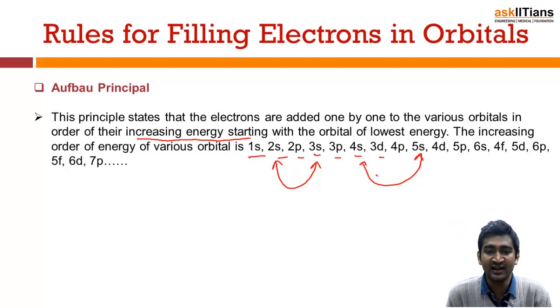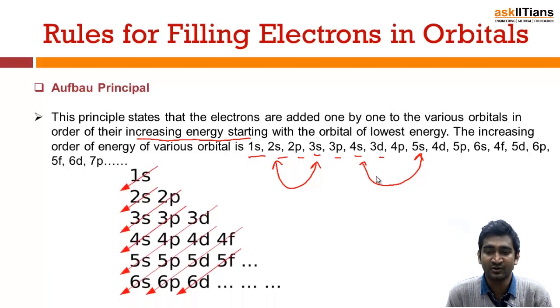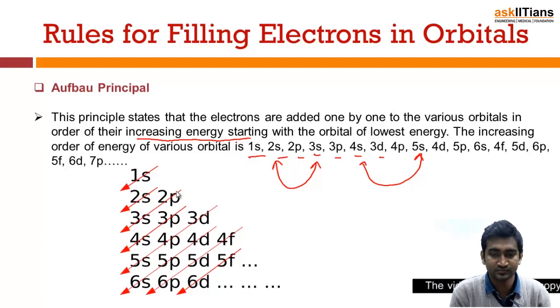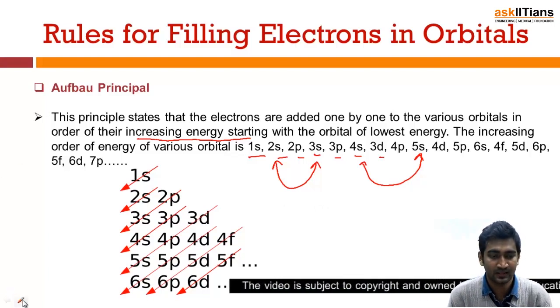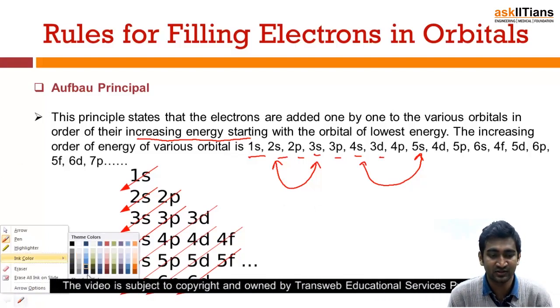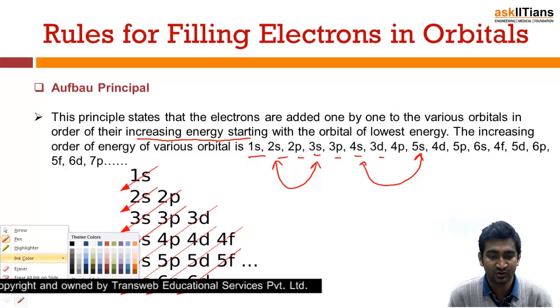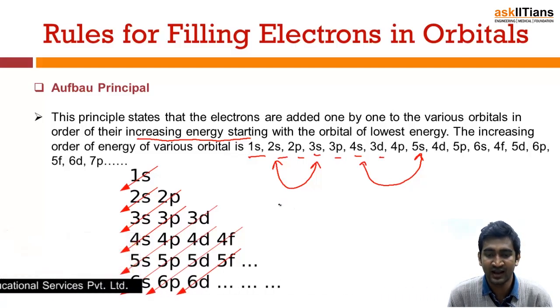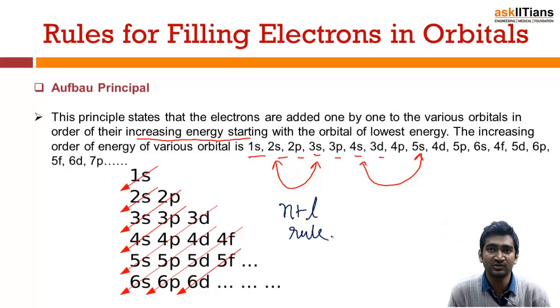It is actually the n plus l rule. There is a rule which is known as the n plus l rule, let me highlight it with a different color so that you will never forget this. N plus l rule means you have to count the n plus l and then check whether it is smaller or greater. This will decide your energy level.